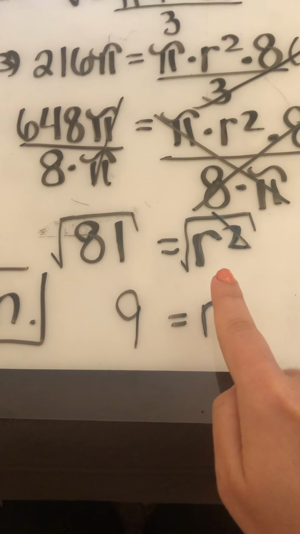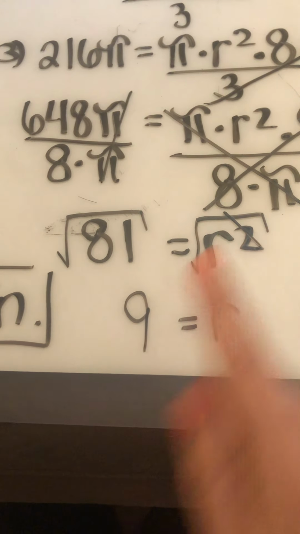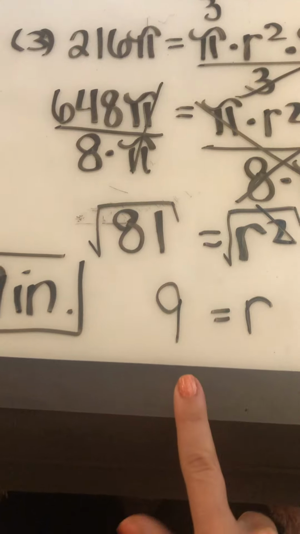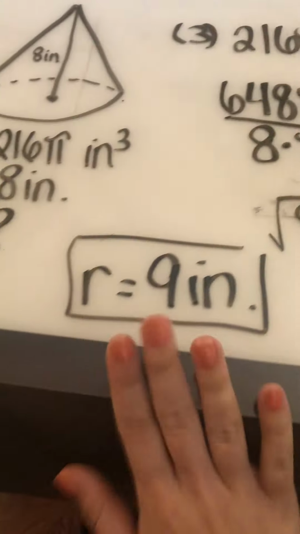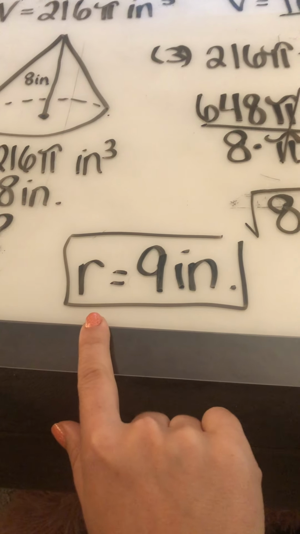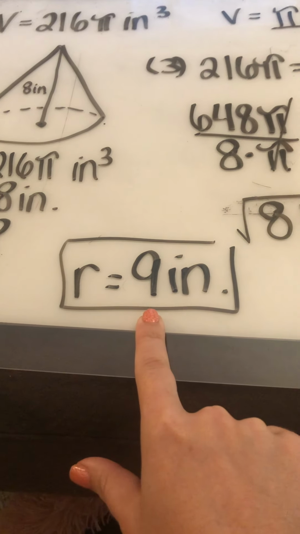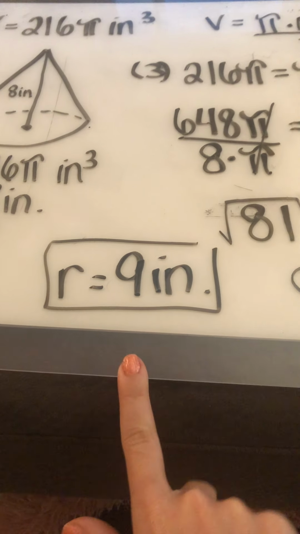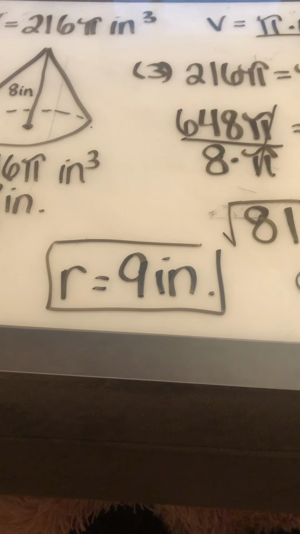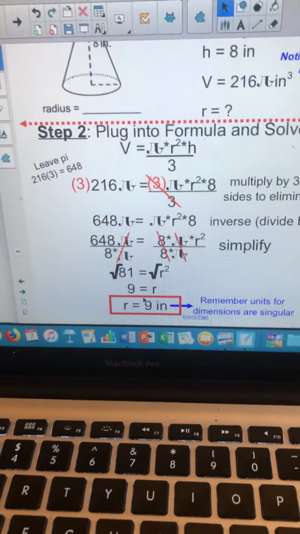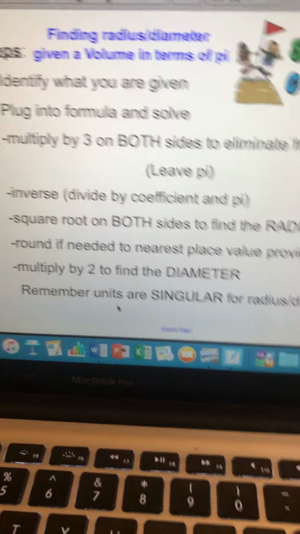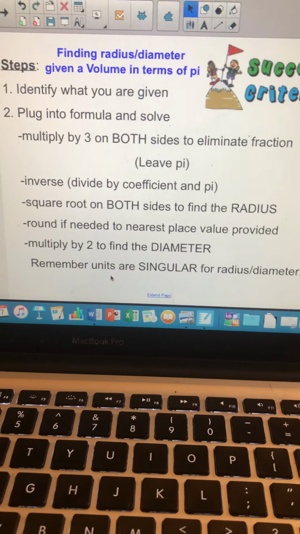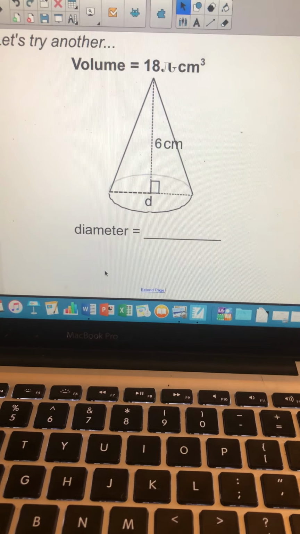To get r by itself, we're going to inverse the square by square root. You do the same to the other side, and the square root of 81 is 9. If they asked you for a diameter, the only other thing you would have to do at this point is take that radius and multiply by 2. So the radius is 9, the diameter would be 18. Everything I went through is on your lesson. You can see everything I just did there. There's a few more examples. Here's the steps, exactly what I did, so use them as a guide.